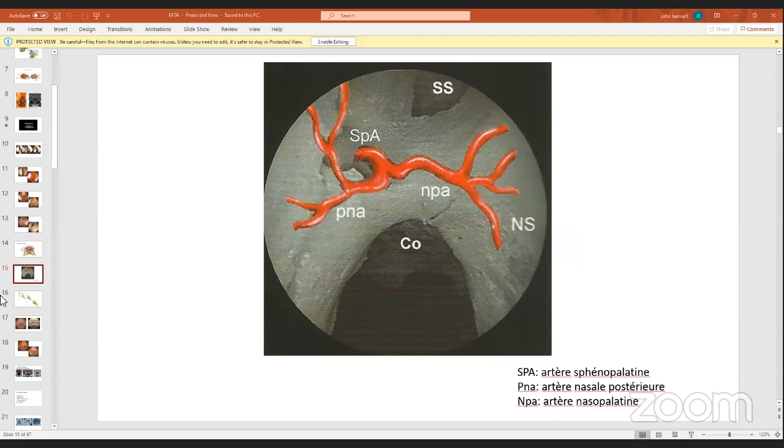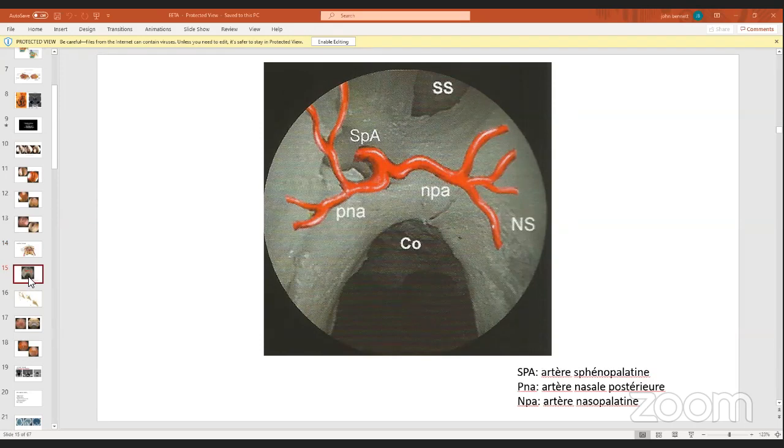Okay, so that's what I was showing. Here is a picture of the right nostril. Laterally, what you see, PNA, will be all covered by the mucosa, the mucosa of the middle turbinate. When you see NS on the right, it will be covered by the mucosa of the nasal septum.